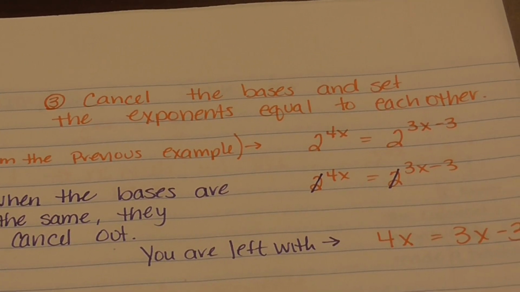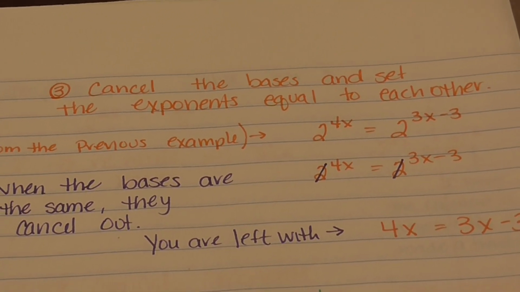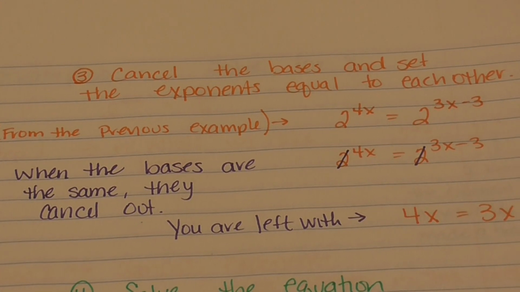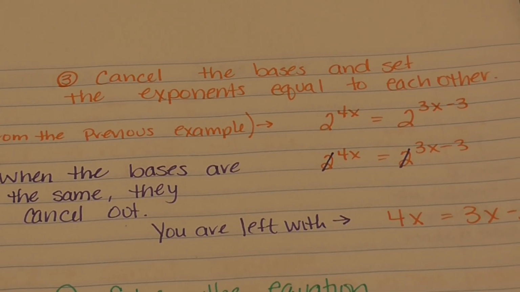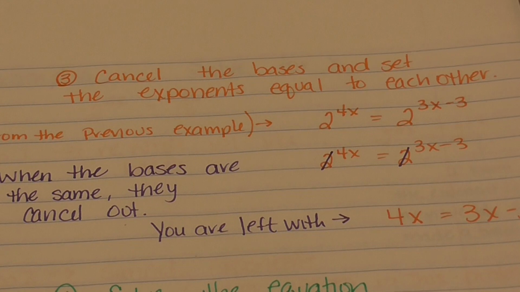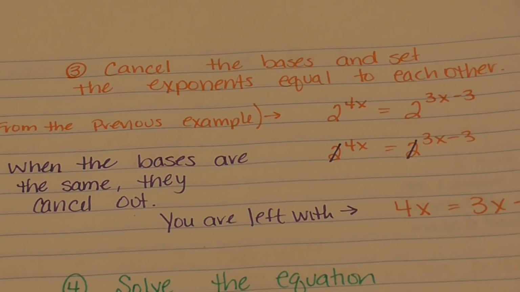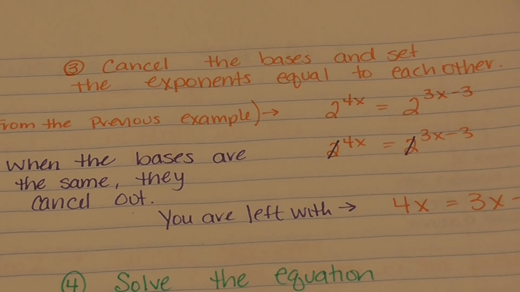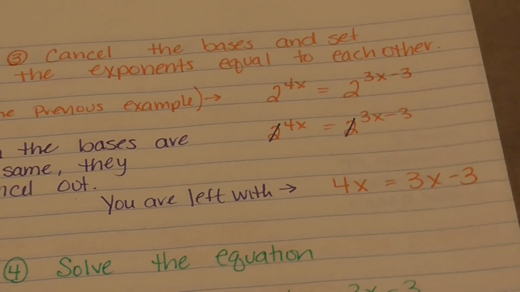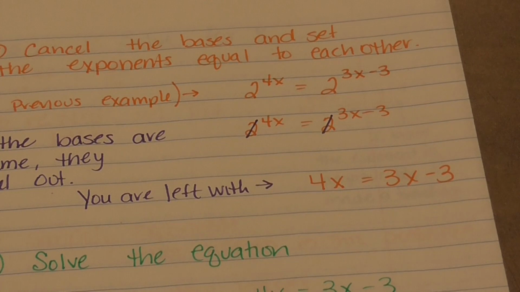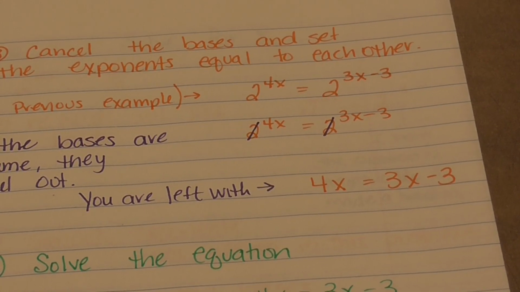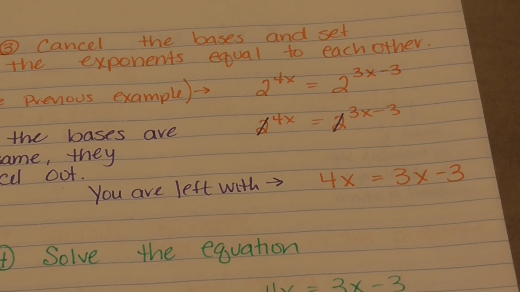The third step is to cancel the bases and set the exponents equal to each other. So from that previous example, we ended up with 2 to the 4x power equals 2 to the 3x minus 3. When the bases are exactly the same, they cancel out. So you can just cross out those 2's, and what you're left with are just the exponents. 4x is equal to 3x minus 3.